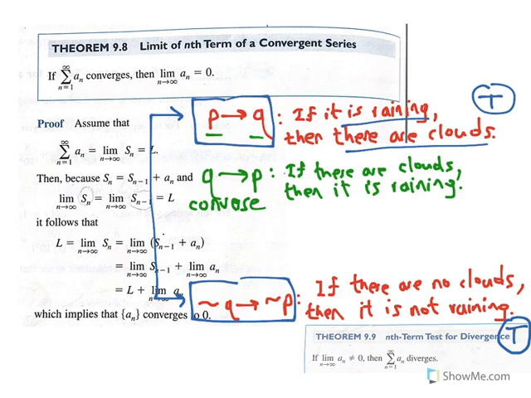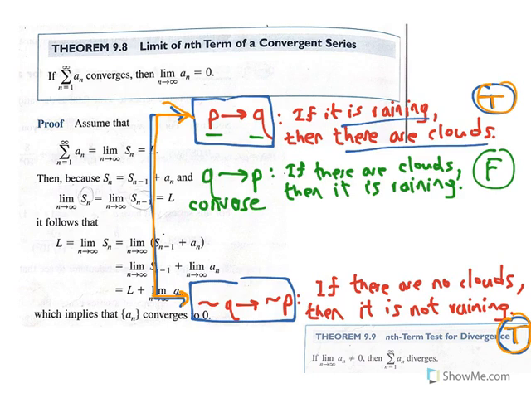So the point that I want to make is you have a conditional statement. Its converse is not logically equivalent to it. So you could have a true conditional statement, but the converse could be false. However, its contrapositive is logically equivalent. So if you have a true conditional statement, the contrapositive must necessarily be true.